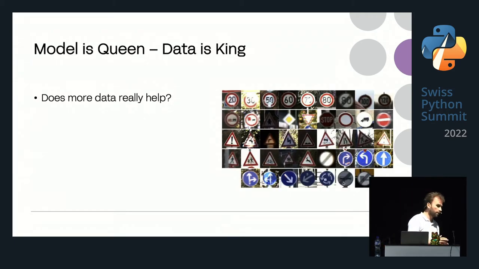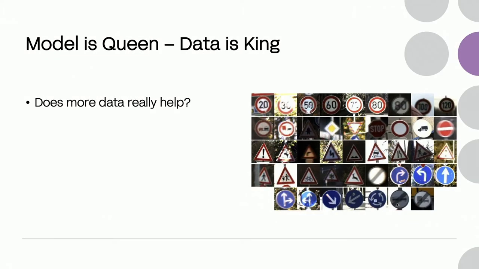So my first statement, considering the data view, is model is queen, data is king. But in order to prove my point, I prepared a small Google Colab notebook, and I would like to walk through this with you. I mean, I talked now for the last 10 minutes about data, but let's prove that it really is the more data, the better.